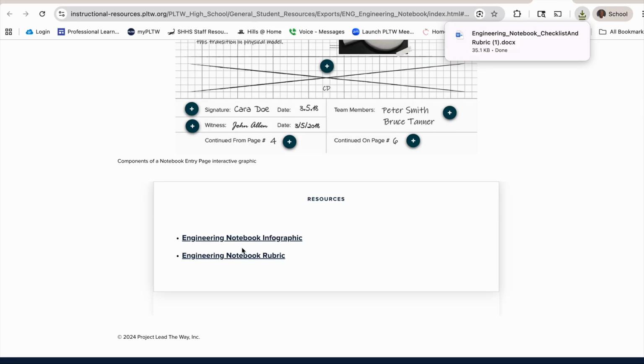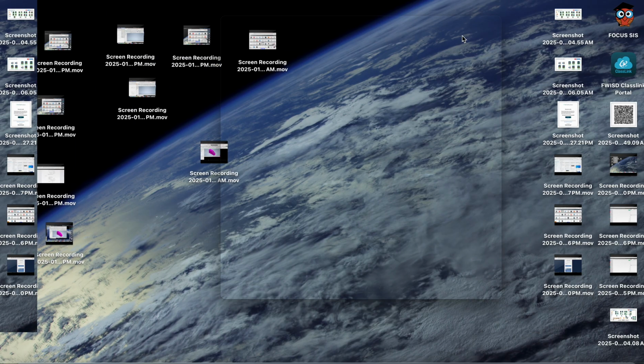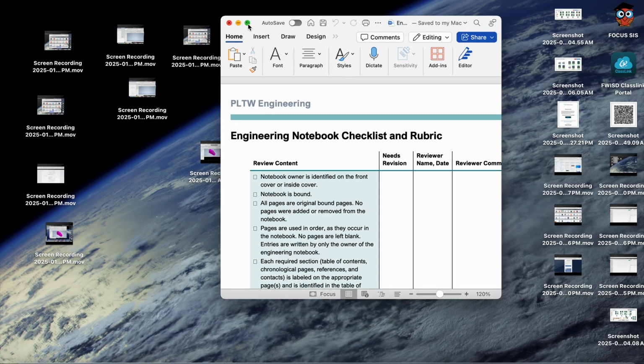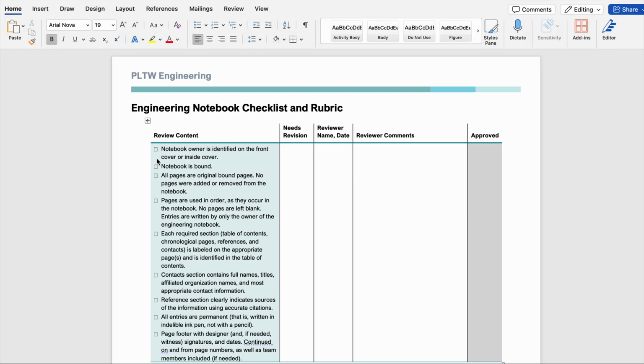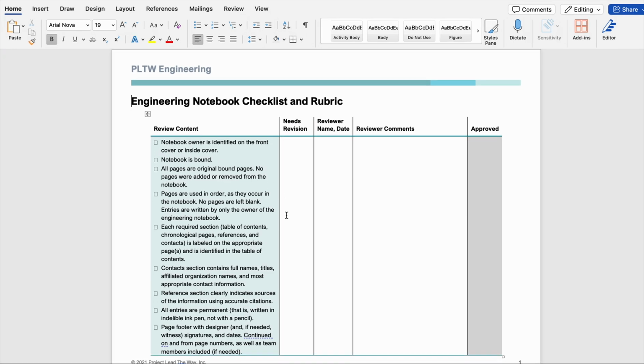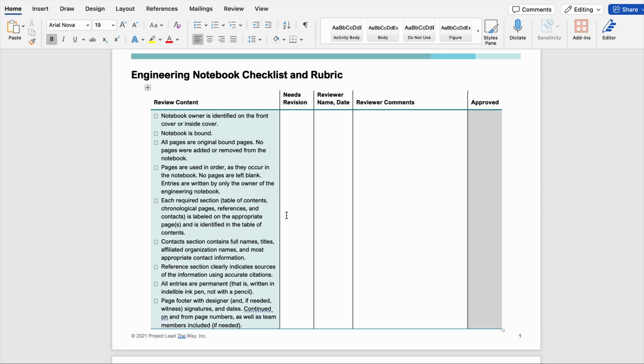Rubric is, hi, I'm going to grade your notebook. So these are things we're looking for in your notebook. Who the notebook belongs to on the front of the cover. Bound, all pages, no pages added or removed. Use in order. You use the front and back of the pages. No pages left blank.